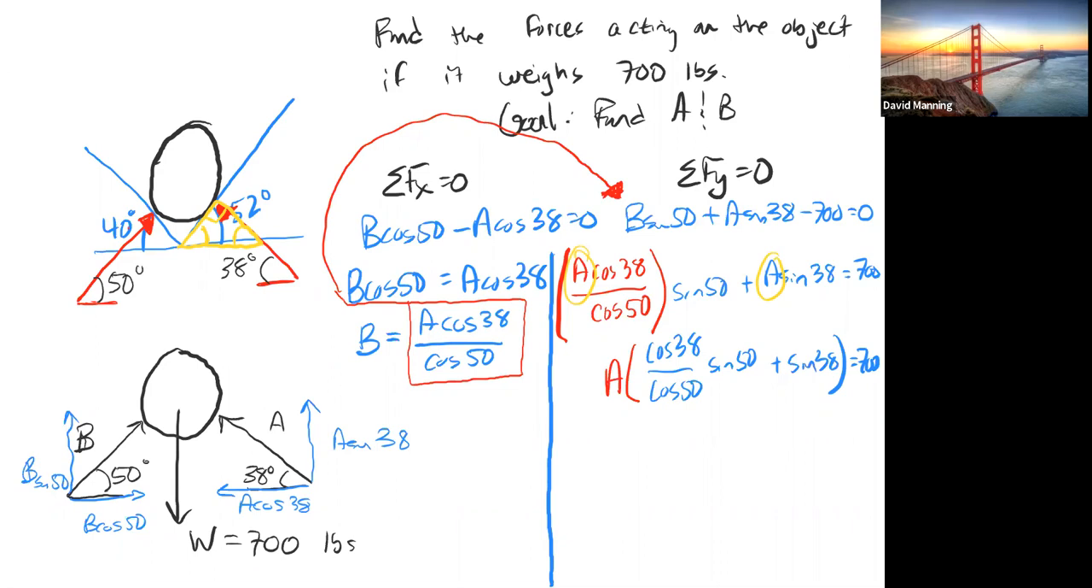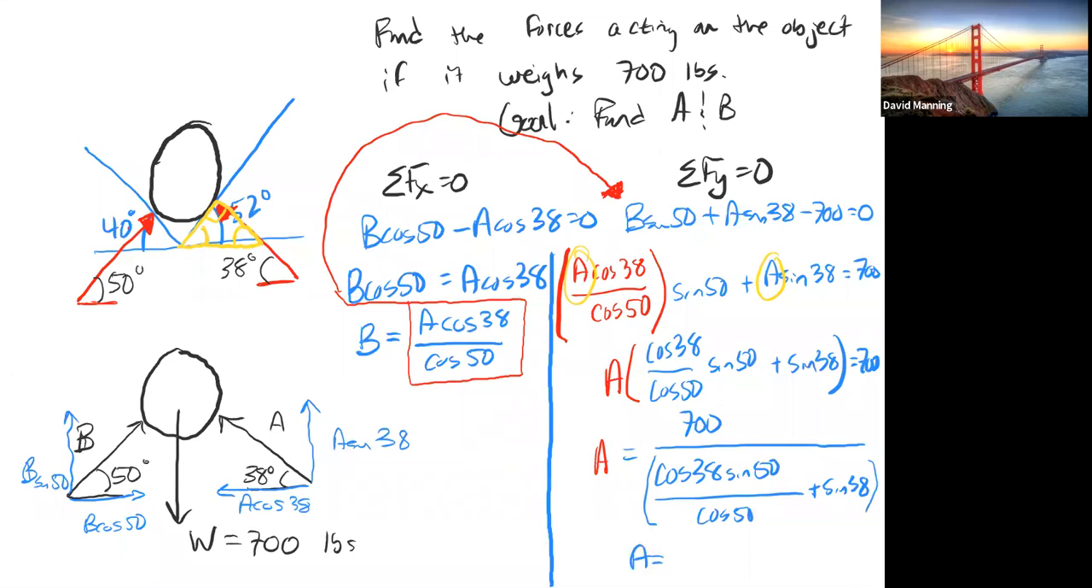Now I have to get A by itself. So here we go again. A equals 700 divided by, I'm just going to move this sine of 50 to the numerator. Cosine 38 times the sine of 50 over the cosine of 50 plus the sine of 38. And you can put that whole thing in your calculator to solve for A. So let's try to put it in our calculators just to see if we can.